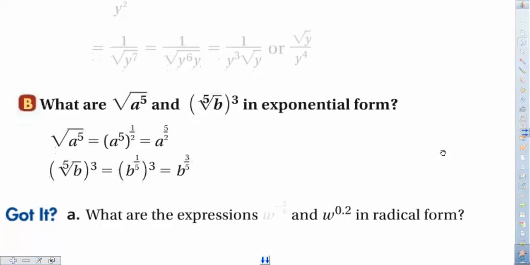Okay, so let's look at example B. Looks like they give us 2 of them this time. Do yourself a favor when you look at these problems, especially this first one.